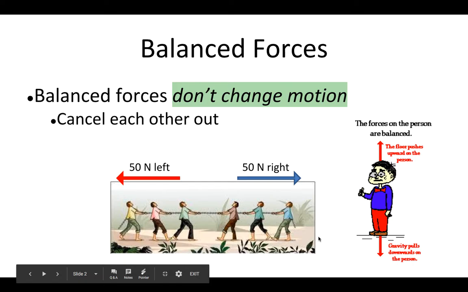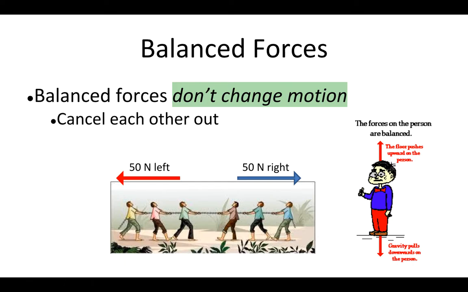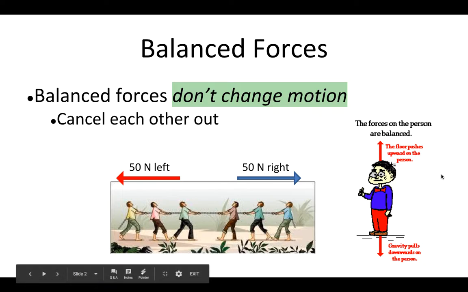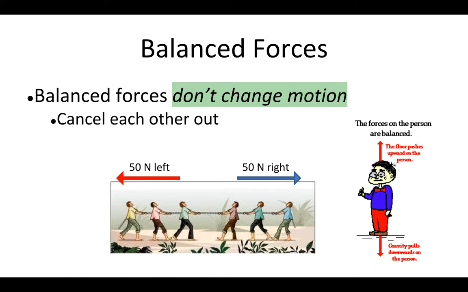Balanced forces don't change motion. So like in this picture, both are 50 newtons, but they're both being pulled the same, so they cancel each other out. So if both sides are pulling at the same strength, nobody's going to end up in the middle. And also gravity holds us to the earth, but the floor also pushes upward on the person, and gravity pulls downward.